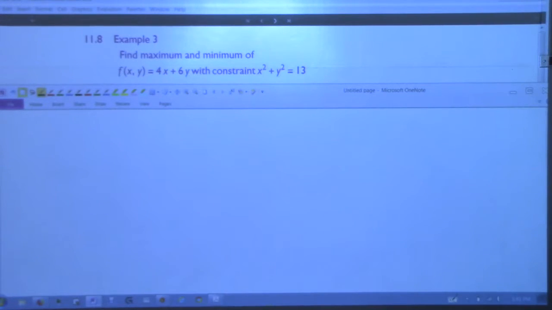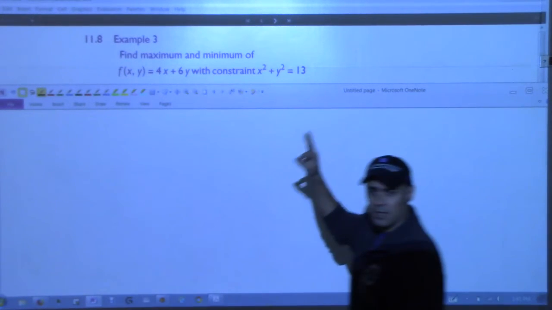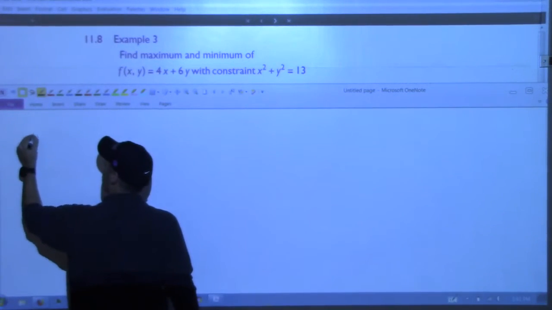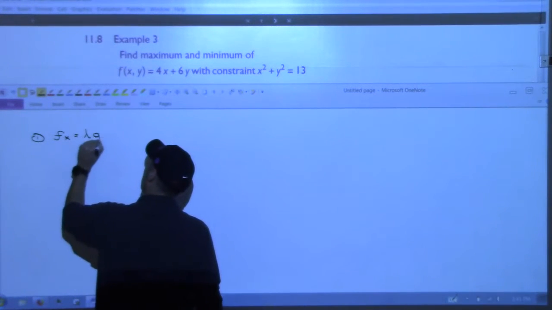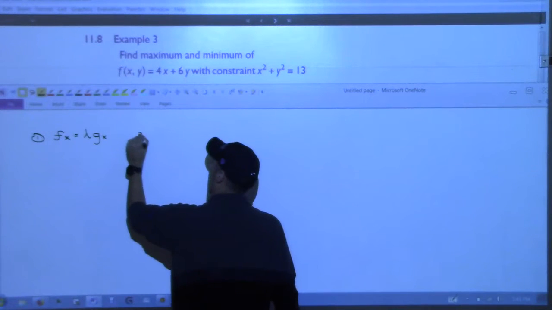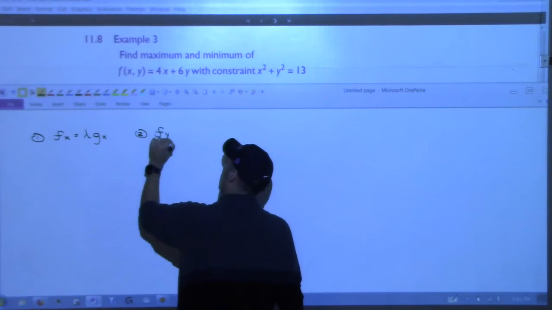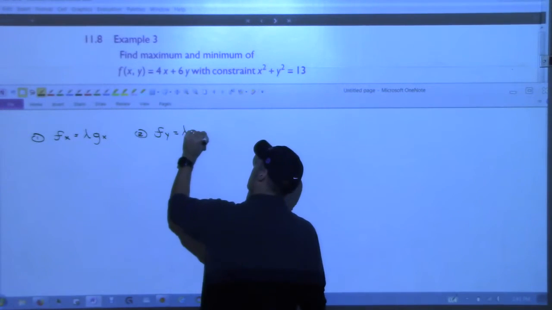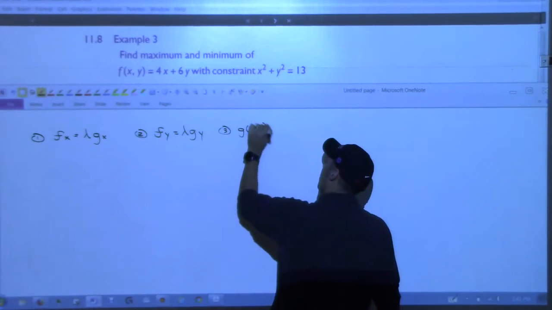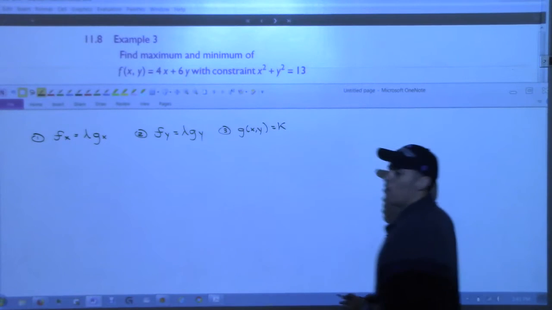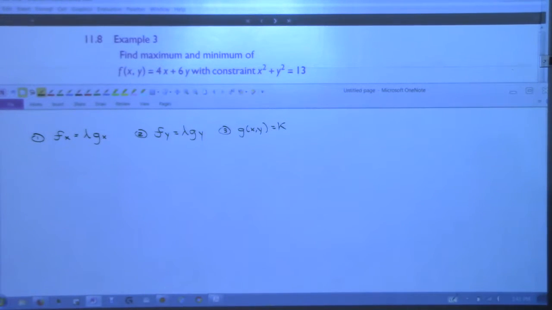So what do we need? 3 equations, right? 3 equations to be true. First equation, partial of f with respect to x must equal lambda partial g with respect to x. Second equation, partial of f with respect to y must equal lambda partial g with respect to y. Third equation, the constraint g of x, y must be equal to k. So we'll always start these this way.